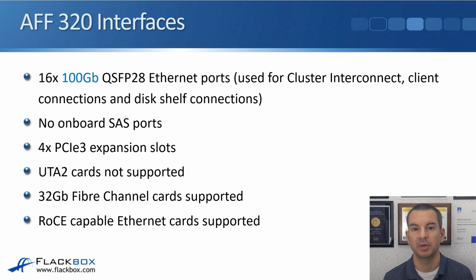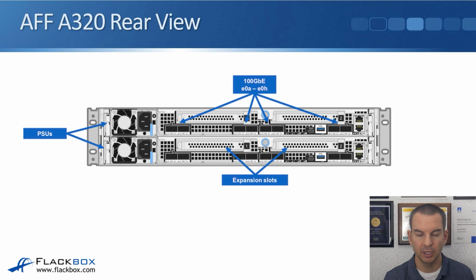It also has 4 times PCIe 3 expansion slots. UTA2 cards are not supported, but 32 gigabit fiber channel cards are supported, and you can also add Ethernet cards to those expansion slots as well, including 100 gigabit Ethernet cards with RoCE support for connecting to additional external disk shelves. Looking at the back of the A320, you can see there are the 100 gigabit Ethernet ports on each controller. We've got a controller at the top and a controller at the bottom, and we've got the management ports over on the right there.